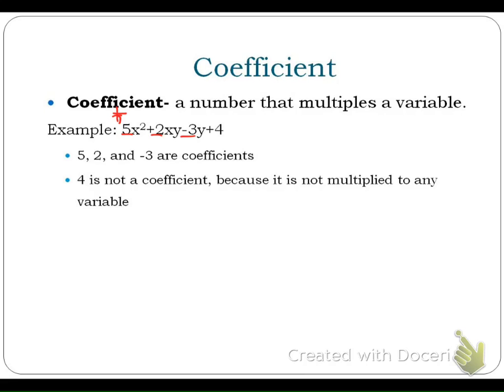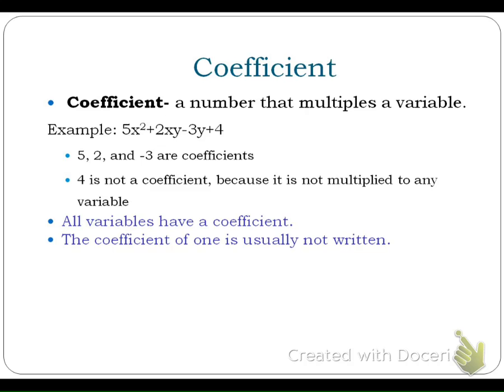Make sure you understand that signs always go with your coefficients. So all coefficients do have a sign. When I say sign, I mean positive or negative. You also must remember that all variables have a coefficient, a number that's with it. If you do not see it though, it is the number 1. So the coefficient of 1 is usually not written.